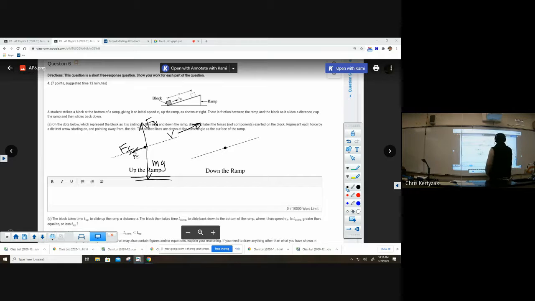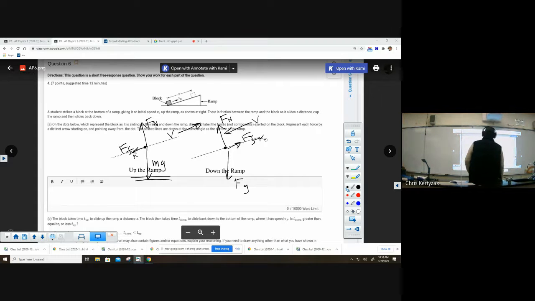When it's going down the ramp, we still have a normal force. We still have weight. But now, since it's going down the ramp, the frictional force would be in the other direction. Equal in amount to the amount that it was before going up, just opposite direction. Magnitudes would be equal for the frictional force going up or down. That's it.